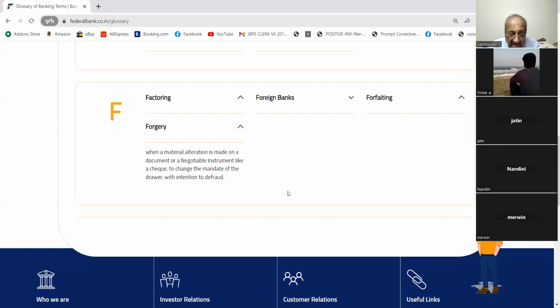Oh, okay, sir. Jatin, please read forgery. Forgery: when a material alteration is made on a document or a negotiable instrument like a check to change the mandate of the drawer with intention to defraud, it is known as forgery.